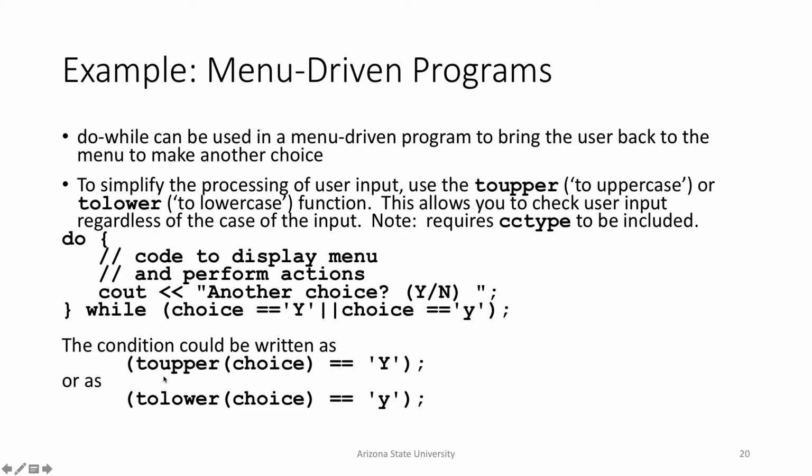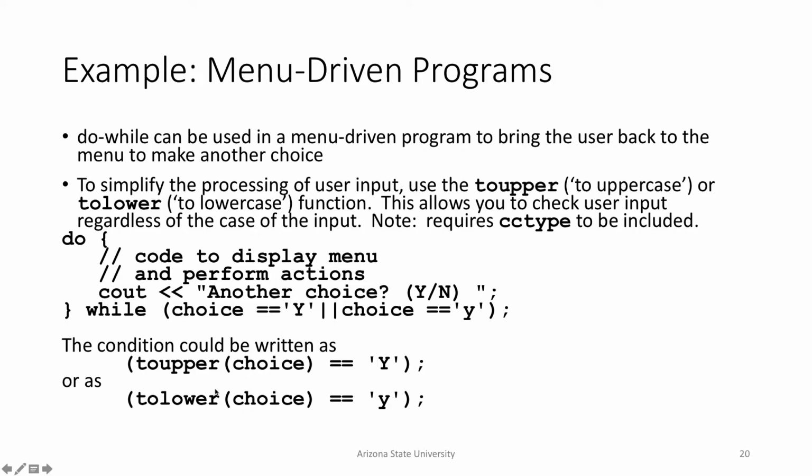But another one that I think is interesting that we didn't cover, but you should know, is this toupper function. So what do you think this does? Right. If we have a lowercase alphabetic character, it'll give us back the uppercase version. If we give it an uppercase letter, it'll give us back the same letter. Good. So why you would use this is, instead of saying choice equals y or choice equals lowercase y, we can just say if the toupper of choice is equal to capital Y.